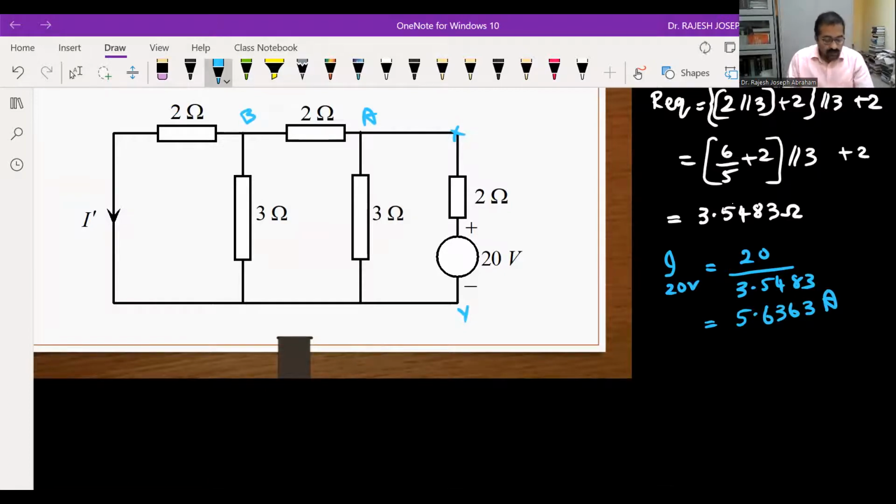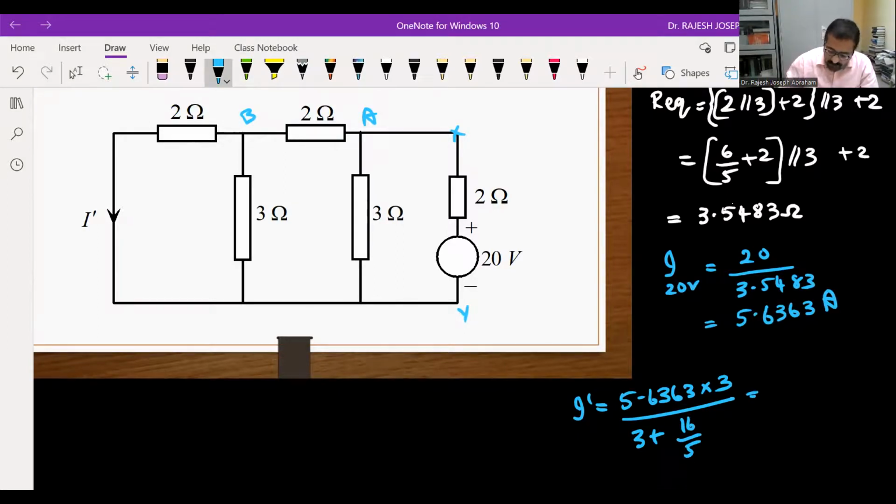So what will be my current I? How can I find that? So the current through 2 ohm. Again, you can apply current division rule. So you will get current I dash as 5.6363 into 3 divided by, because we want to find current through 2 ohm. So 5.6363 is the current at point A, right? So main current into resistance in the other branch, that means 3 ohm, divided by sum of parallel resistance, 3 plus 16 by 5. And that turns out to be around 2.7272 amperes. So that will be the current at point B.